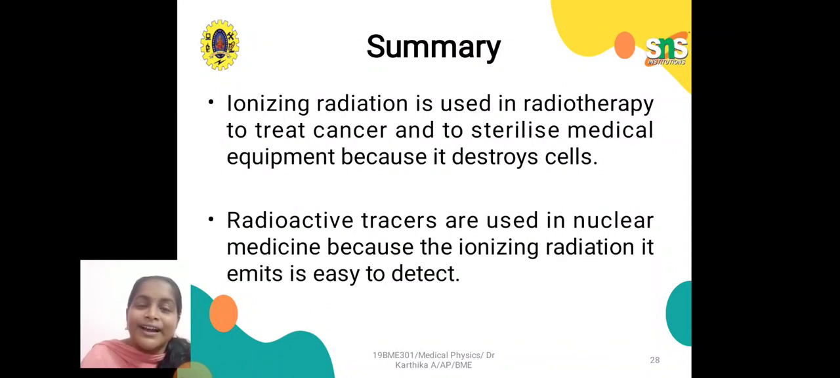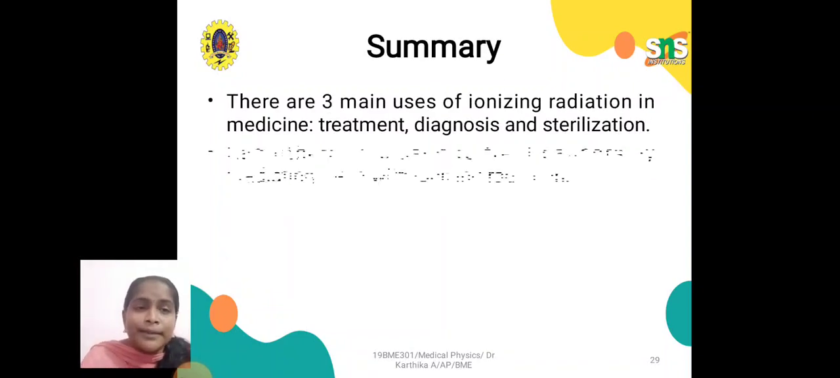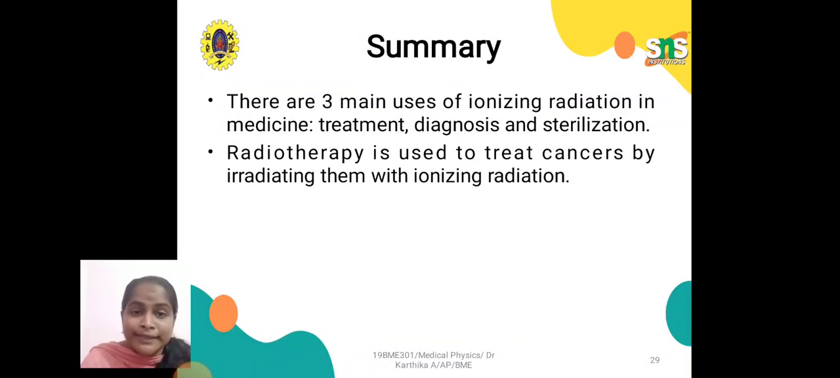Okay, coming to the summary, ionizing radiation is used in radiotherapy to treat cancer or to sterilize medical equipment because it destroys cells. Radioactive tracers are used in nuclear medicine because the ionizing radiation they emit is easy to detect. Okay, there are three main uses of ionizing radiation in medicine, and this case study talks about treatment, diagnosis and sterilization using ionizing radiation.